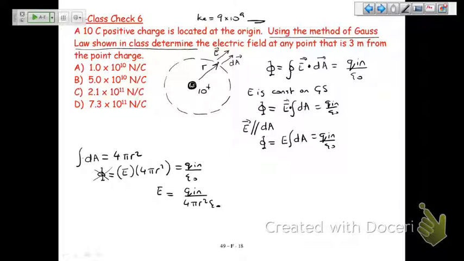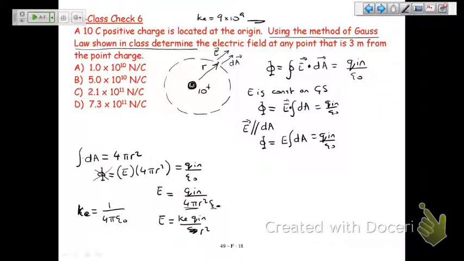And remember that K_E is equal to 1 over 4 pi epsilon naught. So that means E is equal to, well, there's a 4 pi and there's an epsilon naught, so that's K_E Q_in over r squared.